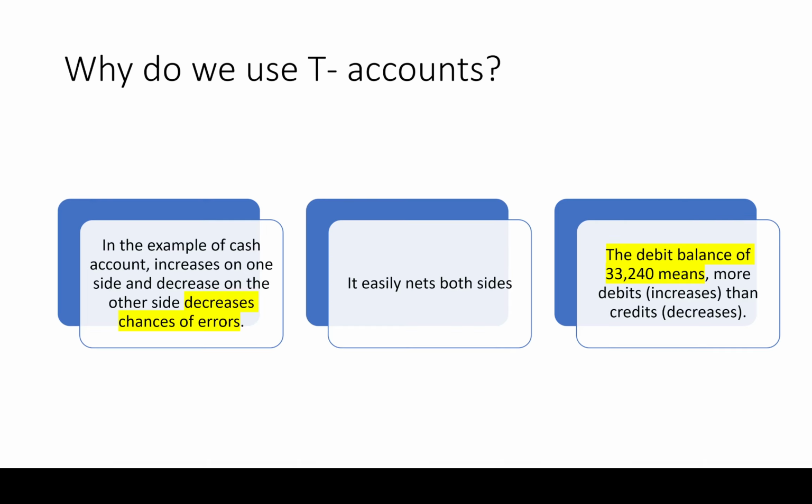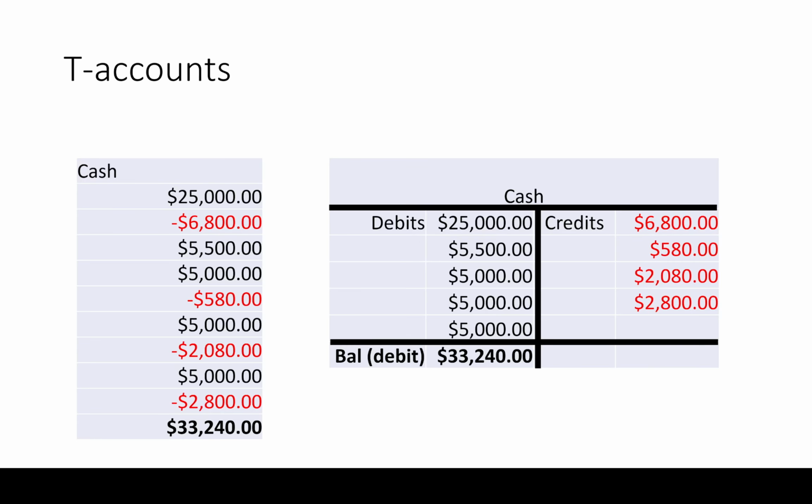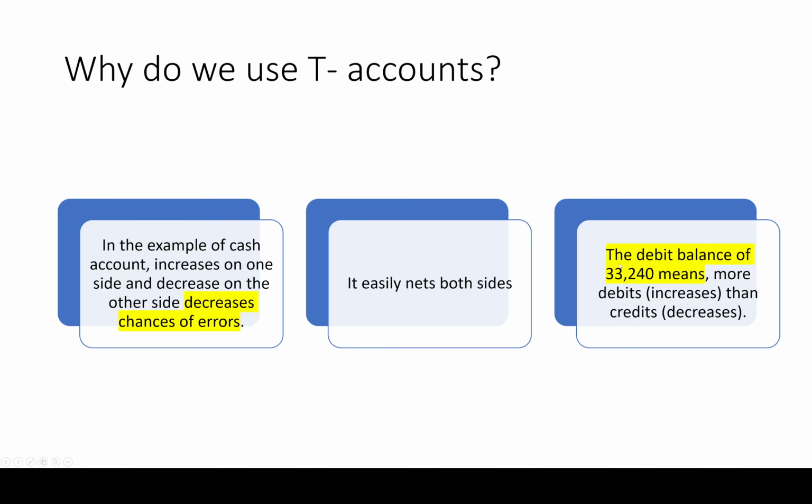It also nets on both sides. If you look at this slide, the sum of debits is more than the sum of credits, and that's why the debit balance of 33,240 means more debits, or increases, than credits. That means we have more inflows in cash than outflows, therefore we have that balance.